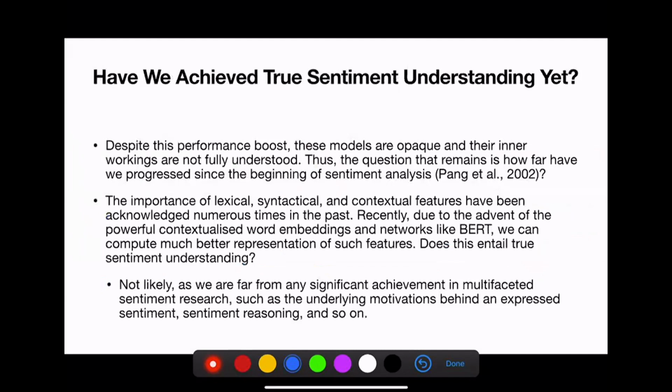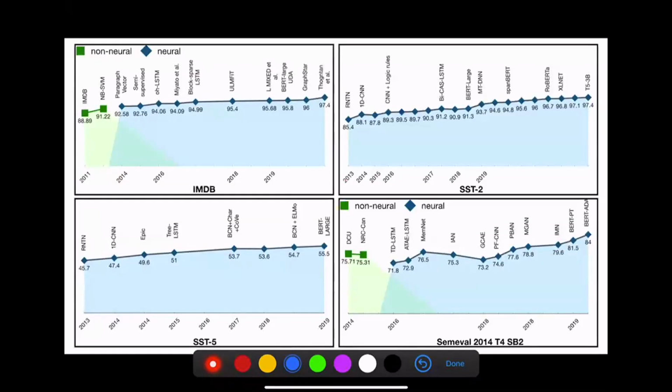Okay, so next. Now the question is, have we achieved true sentiment understanding yet? We saw a performance boost on the standard benchmark datasets. If you see this graph, you will observe that on IMDb, on the Sentiment Treebank, binary and 5-class classification, or SemEval, the results actually boosted quite a lot. Even for IMDb after 2011, now you have 97.4, a jump from 88.89. And for SST-2, in 2013 RNTN got 85.4, and now you have 97.4.